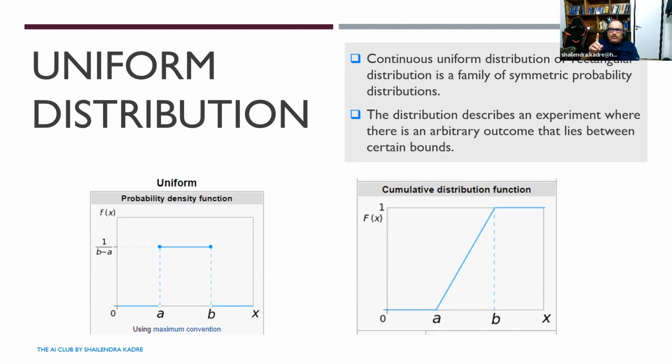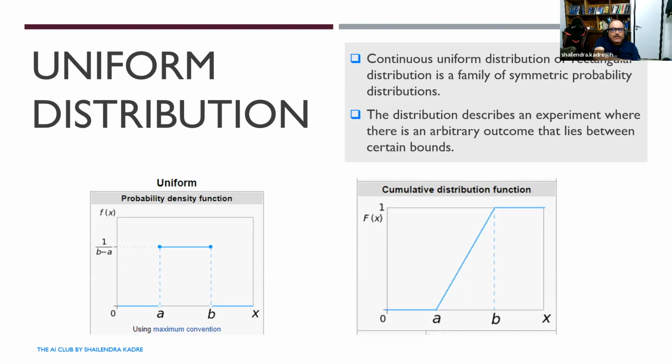Listen carefully. If I ask you the probability that x is more than A but less than B, that is, in between A and B, will it not be the area under that curve? So that will be the area of that curve. Okay, so my probability is the area under the curve.